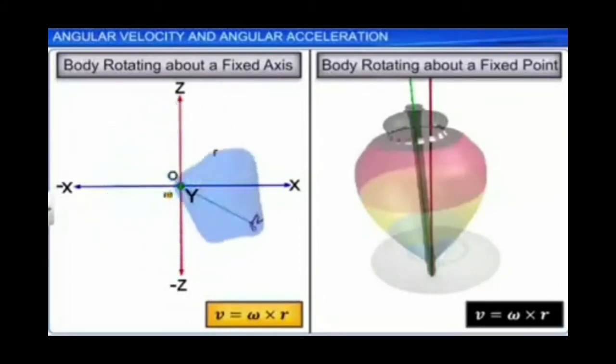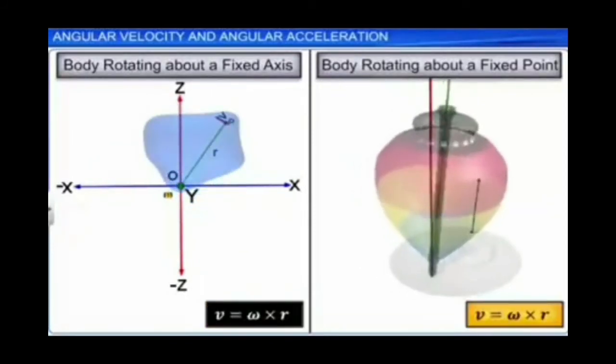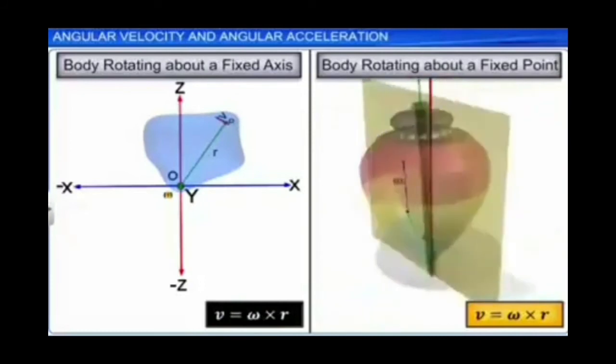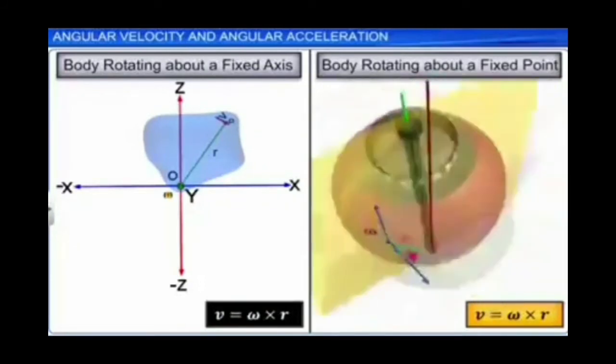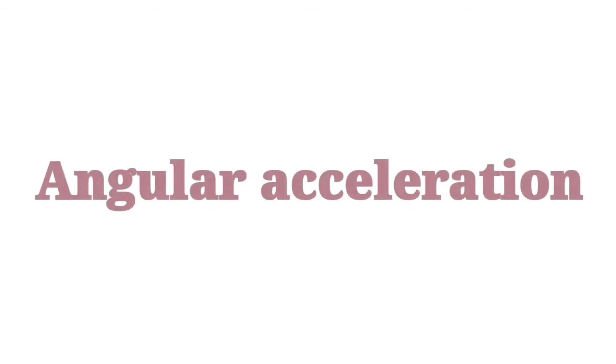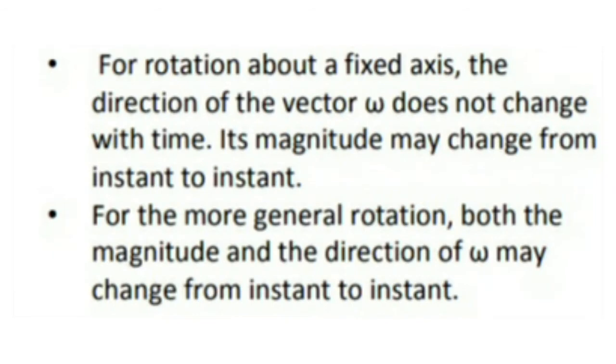This equation is applicable to a body which is rotating about a fixed axis as well as for a body which is rotating about a fixed point, as in the case of a spinning top. Now let's discuss angular acceleration. For a rotation about fixed axis, the direction of vector omega does not change with time. Its magnitude may change from instant to instant. For the more general rotation, both magnitude and direction of omega may change from instant to instant. Anyway, in our discussion, we are considering only rotation about fixed axis.